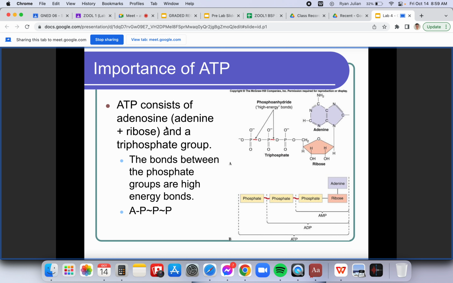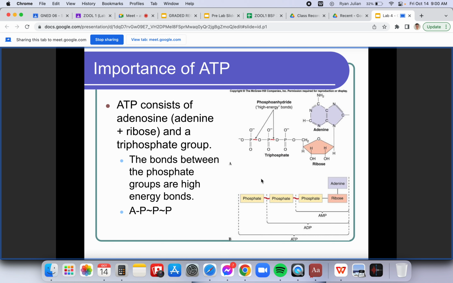ATP is said to be composed of adenosine, in the form of adenine plus ribose, and a triphosphate group. The bonds between the phosphate groups are high-energy bonds, which can be catalyzed in a series of A-P-P-P. Take a look at this structure that we have here. This is the entire ATP structure, composed of molecules, specifically carbon molecules that are affixed together. We have adenine, ribose, and lastly the triphosphate.